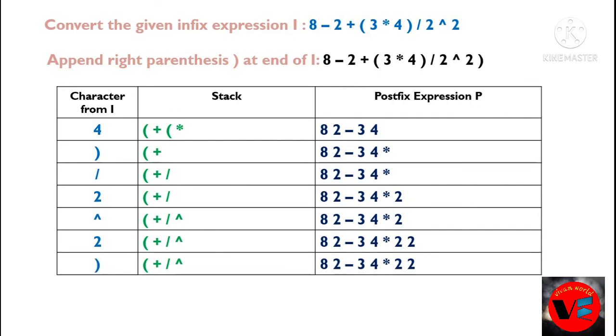Now we get a right parenthesis. When we get a right parenthesis, we have to pop all the operators one by one till we get a left parenthesis. So from the top, we pop one element. That is the operator exponent. The operator exponent will be popped and kept as a part of the postfix expression. Then the next operator, which is division, will be popped and kept as a part of the postfix expression. Next, plus will be popped and kept as a part of the postfix expression.